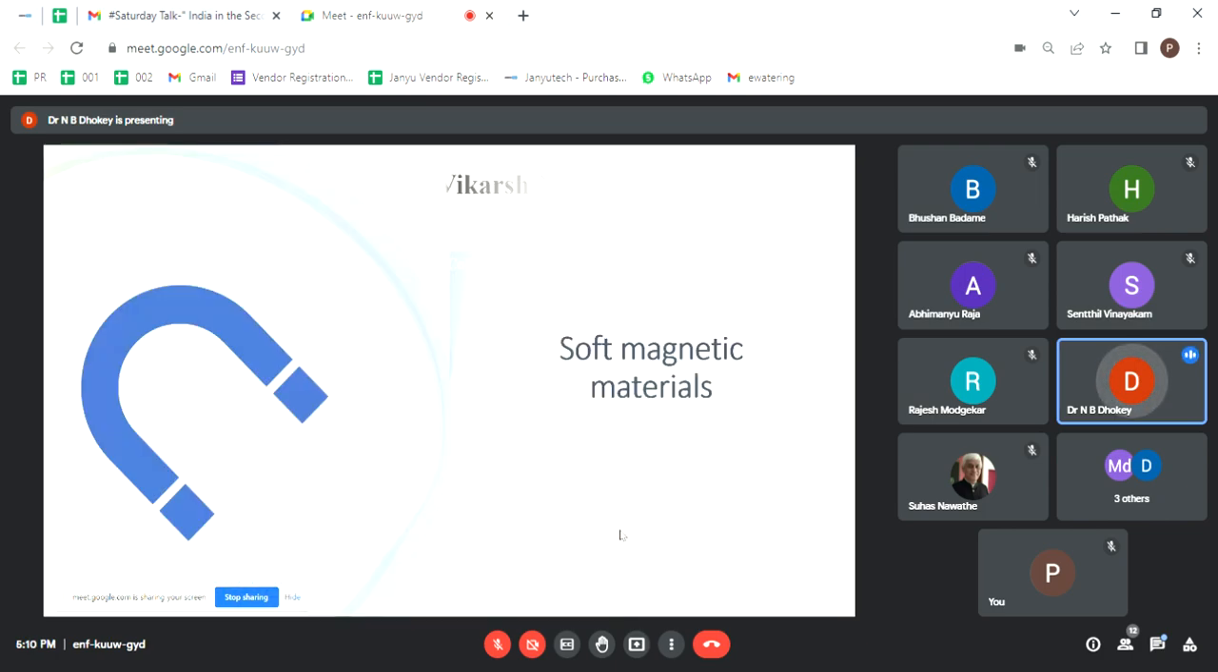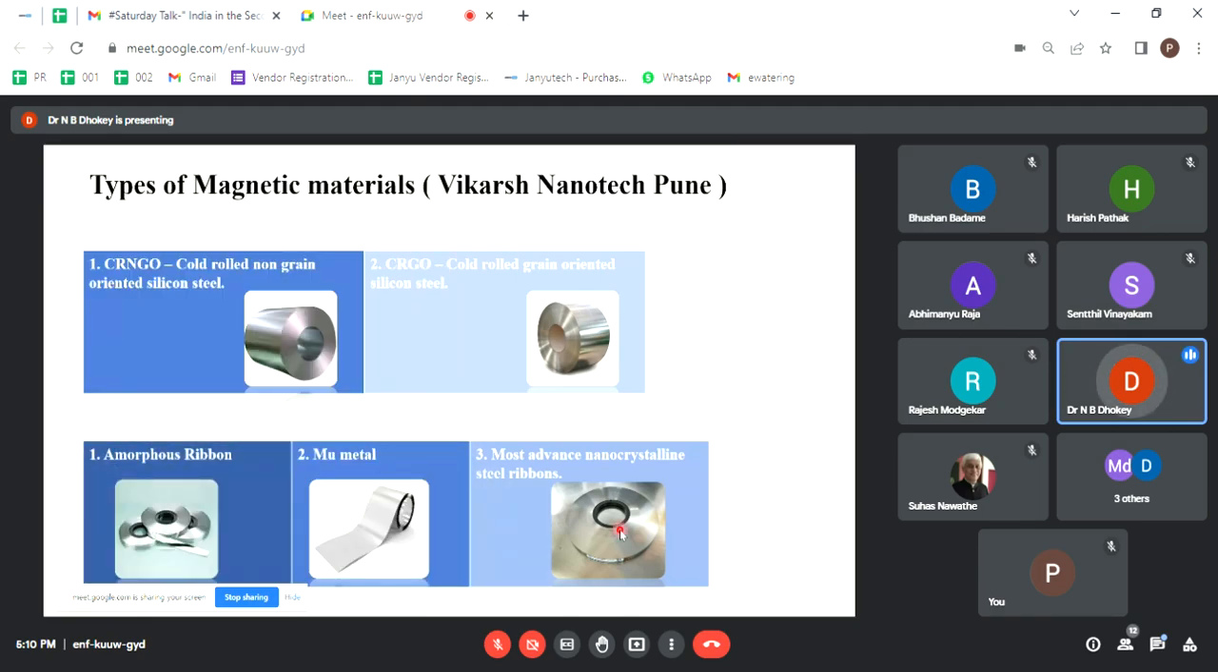On the soft magnetic materials front, here in Pune there is a good development: the first company in India to develop a nanocrystalline ribbon. When you compare this with cold rolled non-grain oriented silicon steel, we know that these are all used in transformer manufacturing.